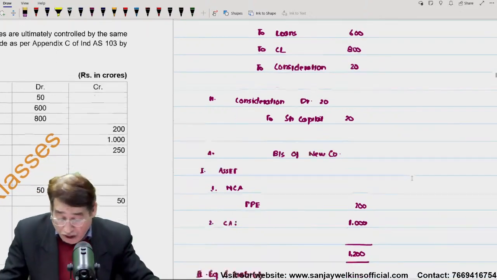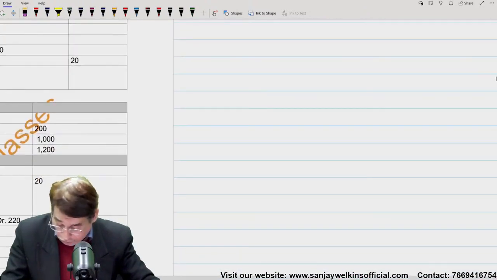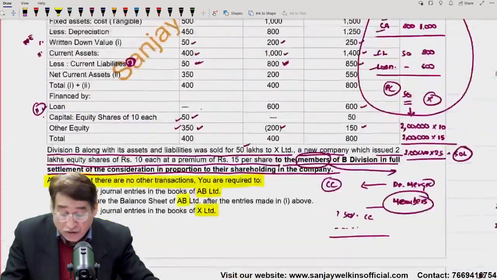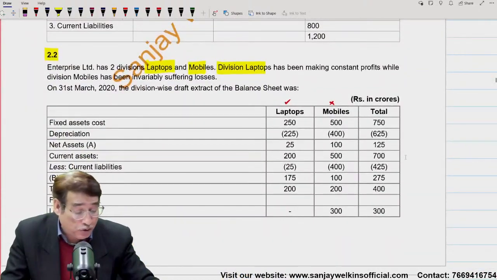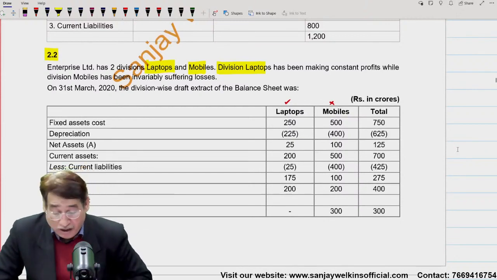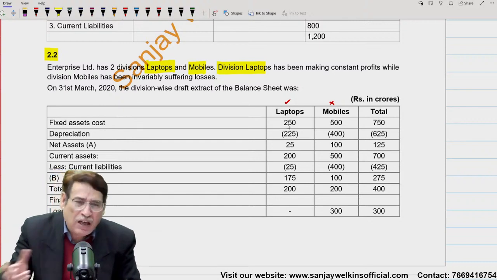Now, I was talking about this particular point, that the next question you should be in a position to do as far as Enterprise Limited, Laptop Limited is concerned. This question is similar to the one which we did. You should be in a position to do this question without any problem. Okay, Krishna, if you got it, that is fine.